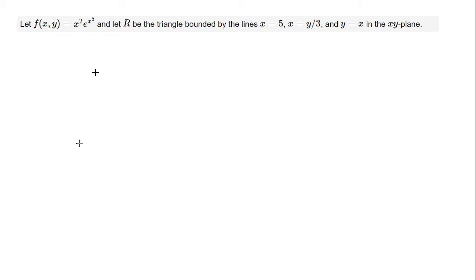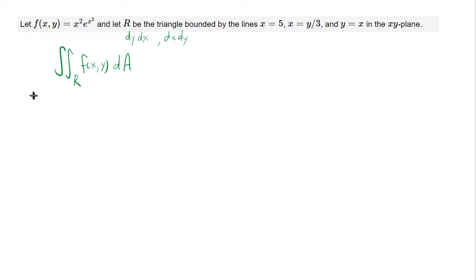You're given region R and you're trying to integrate this function over region R. The question is: integrate this function over this region R. And dA means it could be dy dx or dx dy. Our goal is to represent this integral as both dy dx and dx dy.